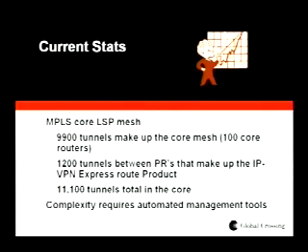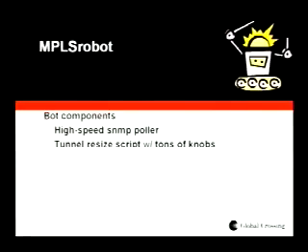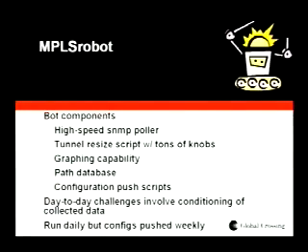And as you can imagine, with this many tunnels, it's really quite complex. So we had to write some stuff to handle that complexity. One of those was what we affectionately call the MPLS robot. The robot's components include a high-speed SNMP poller to go out and collect data. It's got a tunnel resize script. It's got a whole ton of knobs to control how you resize your tunnels and RSVP tunnel bandwidth settings, a graphing capability, and of course a bunch of push scripts to get all that stuff back out to the routers.